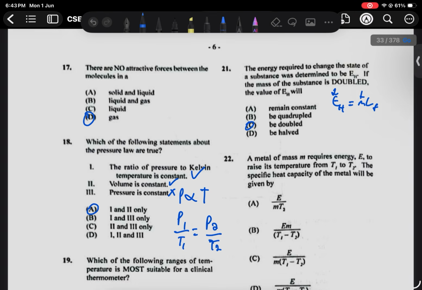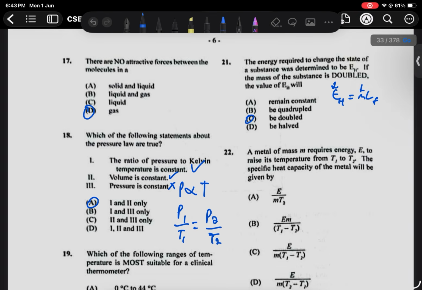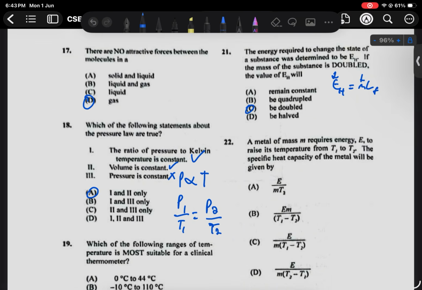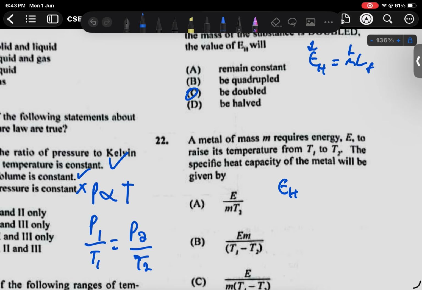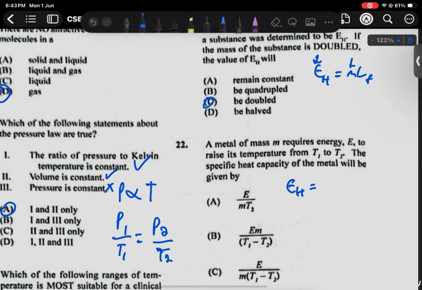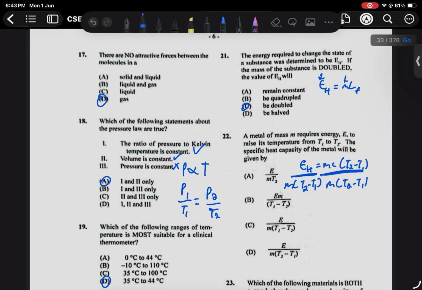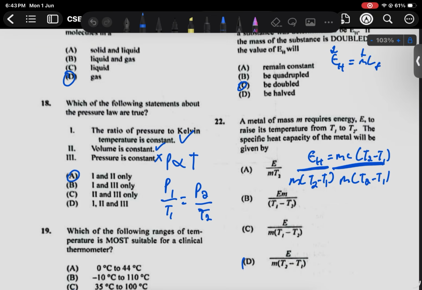A metal of mass M requires energy to raise its temperature from T1 to T2. The specific heat capacity of the metal will be given as, we know that energy supplied is equal to mass times the specific heat capacity times the change in temperature. So if we're finding specific heat capacity, we have to divide on both sides and then get EH over M (T2 - T1).